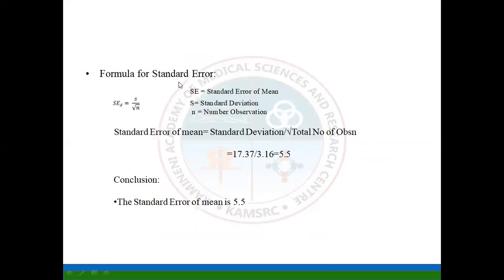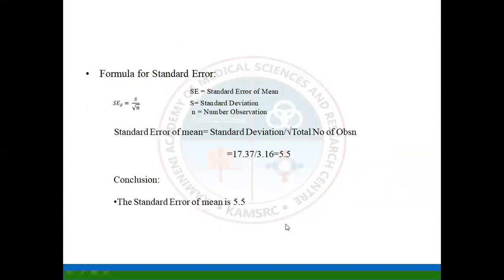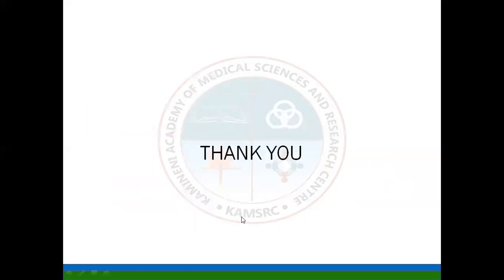So the standard error of the mean is equal to s divided by square root of n. S here is the standard deviation, n is the number of observations. The standard deviation is 17.37, which we have already calculated, and the square root of 10 is 3.16. So the conclusion: the standard error of the mean is 5.5.